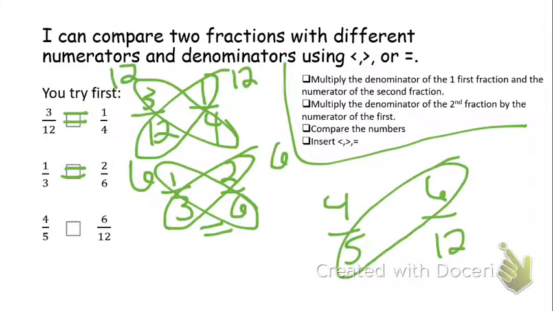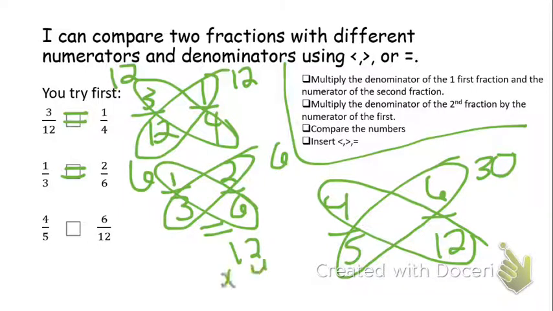5 times 6 is 30, and then 4 times 12 is, if I don't know this off the top of my head, I can use what I learned in multiplication, either the lattice method or the traditional or the partial method. 2 times 4 is 8, 4 times 1 is 4, 48. Okay, 48. So now I have 48 and 30. I need to decide which one is bigger. I'm thinking 48. 48 is next to 4/5. So 4/5 is the biggest fraction.